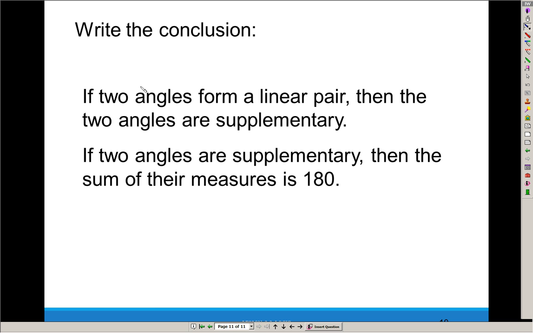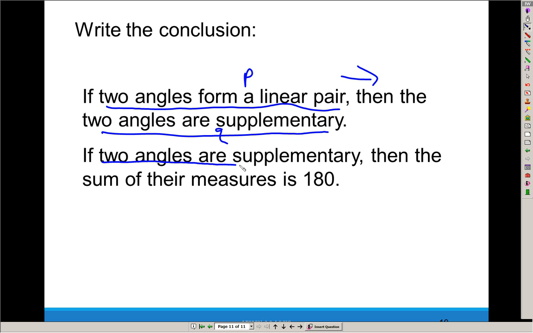Write the conclusion. If two angles form a linear pair, then the two angles are supplementary. That is a P leading to Q. If two angles are supplementary, then the sum of their measures is 180. Two angles are supplementary, that's the exact same Q that we just had. So Q, then the sum of their measures is 180. This is a new statement altogether, R. P leads to Q, Q leads to R. Well, that means that P leads to R.